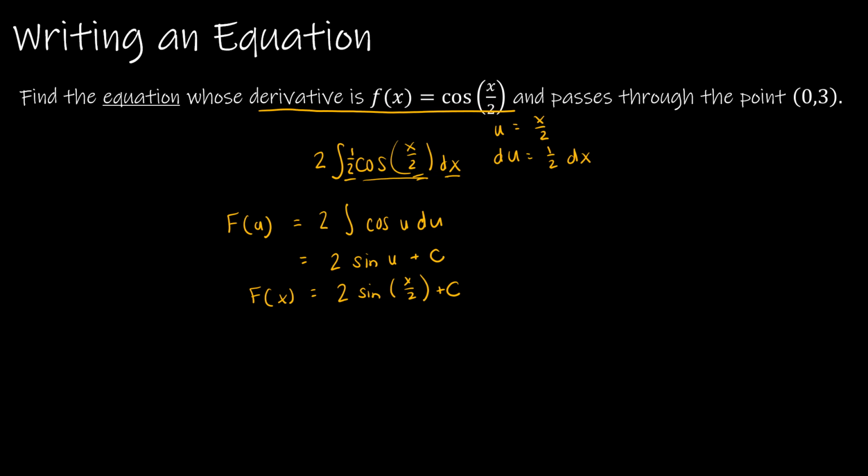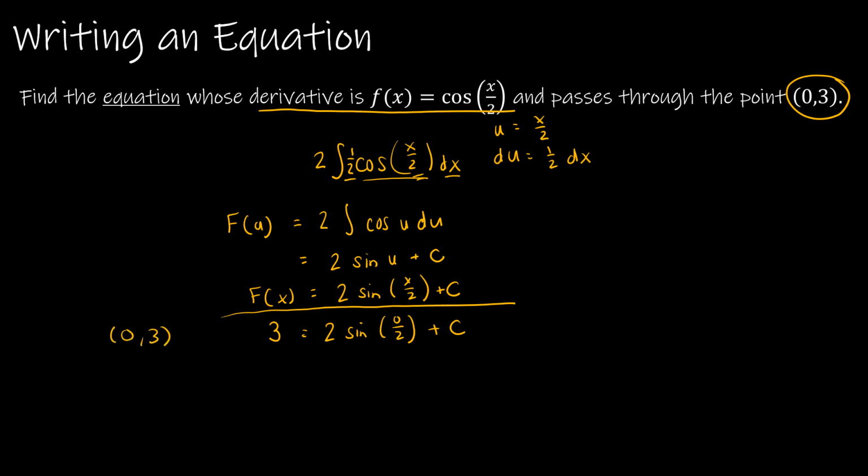So that's kind of where we would end, except for now they want us to find the equation that passes through the point 0,3. So we're saying when x is 0 and y is 3. So I'm going to replace f of x with 3 and replace x with 0 and then plus c, and I'm now solving for c. So this is kind of the ending point, and then we start again using the point 0,3 here. So we get 2 times sine of 0, and sine of 0 is 0. So I have 3 is equal to 0 plus c, so 3 is equal to c.